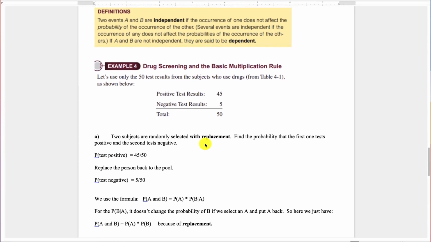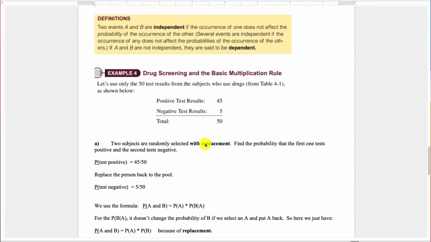Now let's look at our example showing independent and dependent events. Let's use 50 test results from subjects who use drugs from a table, and here's the shown information of the 50 test results. We're going to select two. Two subjects are randomly selected with replacement. With replacement means you select them, and then you put them back. It's like drawing a card from a deck, putting it back, and selecting another. Find the probability that the first one tests positive and the second one tests negative.